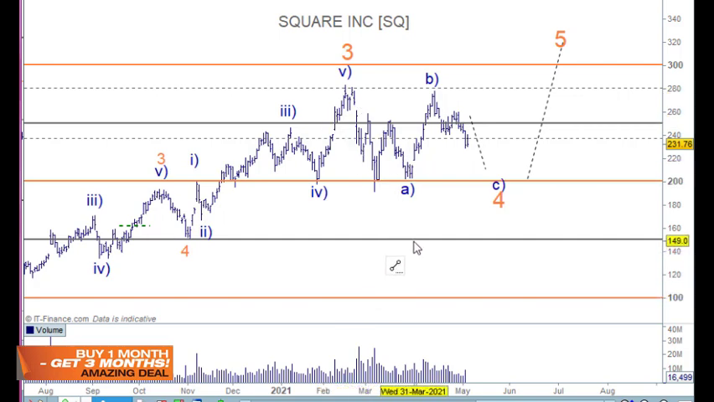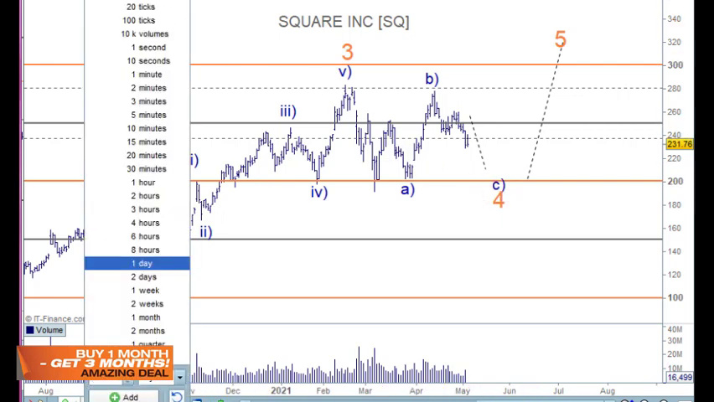There are different ways of looking at it, and I've been wondering if we get wave C down here, and that would be wave 1, 2, 3, 4 and 5. So the buying opportunity will be way down here. So let's go in and have a look at this.